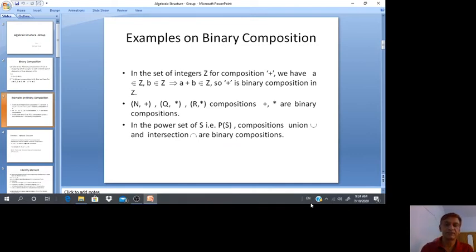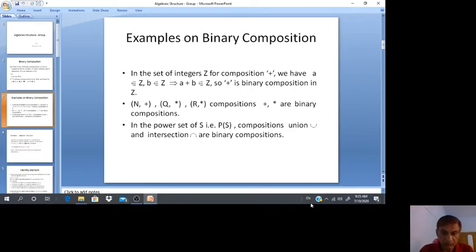So let us consider some examples. In the set of integers for composition addition, we see that the sum of two integers is an integer. We say that addition composition is a binary composition in Z. Similarly, in the set of natural numbers, we see that the sum of two natural numbers is again a natural number.